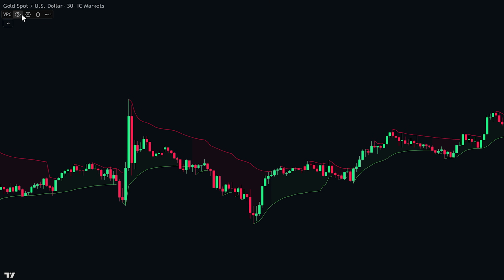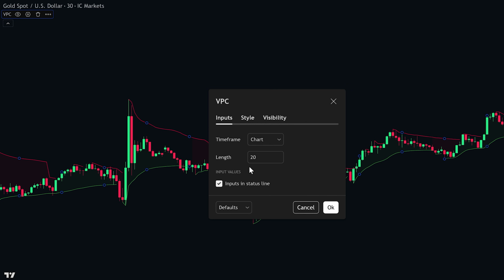Let's go over the indicator settings. You can see here the settings window. The main setting you'll want to pay attention to is the length, which is set to a default value of 20. If you increase the length to something higher, like 50, the VWAP channel becomes smoother and slower to react. This means fewer signals, but they'll be stronger and more reliable for longer-term trading. If you decrease the length to something smaller, like 10, the VWAP channel becomes much more sensitive. You'll see faster reactions and more signals, but also more noise, which can lead to false trades.